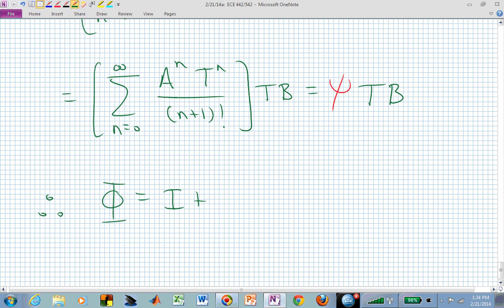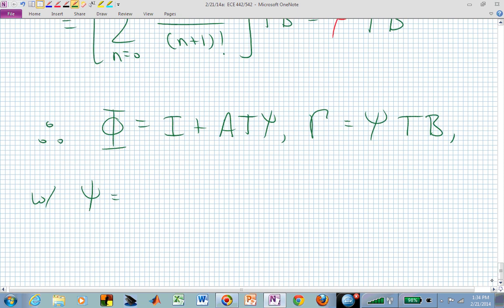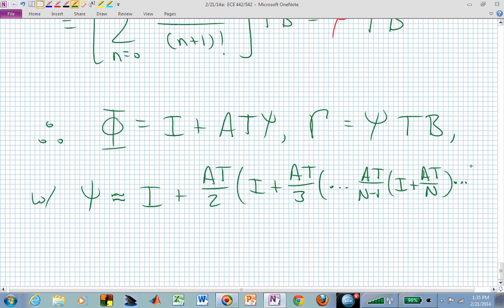And that's now what we need to numerically compute the system matrix in our discrete time zero-order hold state space representation. That's the identity matrix I plus A T psi, and our gamma matrix, the input matrix in the discrete time system, is psi T B, with psi equal to this finite sum, or we're approximating it by that, I plus AT over 2 times I plus AT over 3, etc. And we just keep going down to I plus AT over N. We decide what capital N needs to be to give us the accuracy that we need, and then compute psi, and we can then quickly form our system matrix phi in the discrete time system representation, and our input matrix gamma.